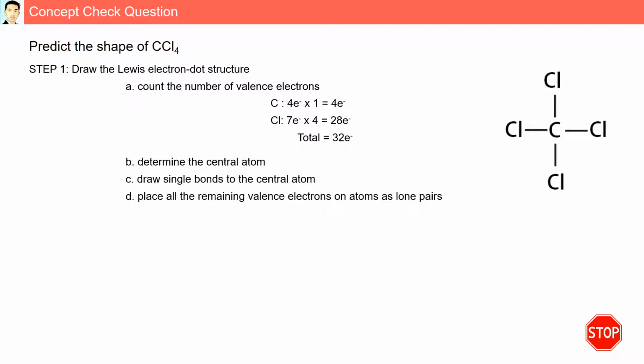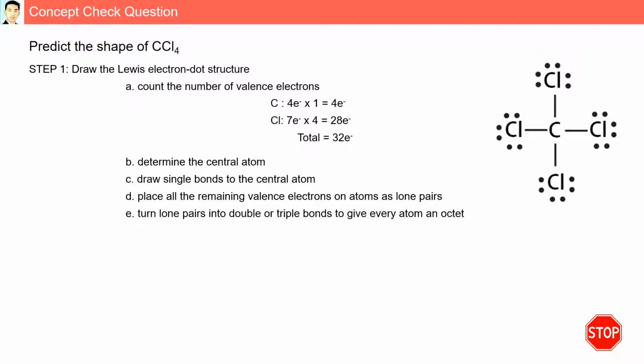D. Place all the remaining valence electrons on atoms as lone pairs. We had a total of 32 electrons and we had 4 bonds. So 4 bonds is equal to 8 electrons. 8 subtracted from 32 gives the remaining electrons to share. Here we have our chlorines receiving those electrons. The remainder of the electrons, the 24 remaining electrons, are shared around the chlorine atoms.